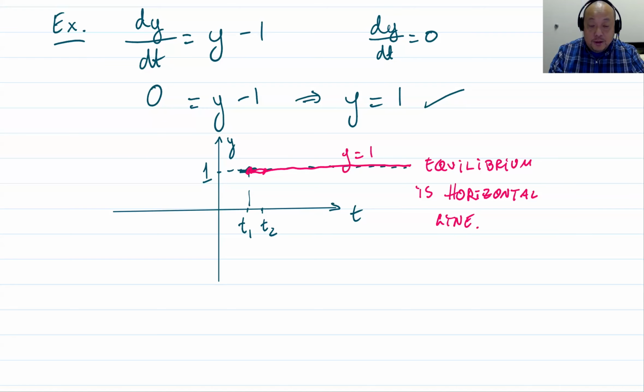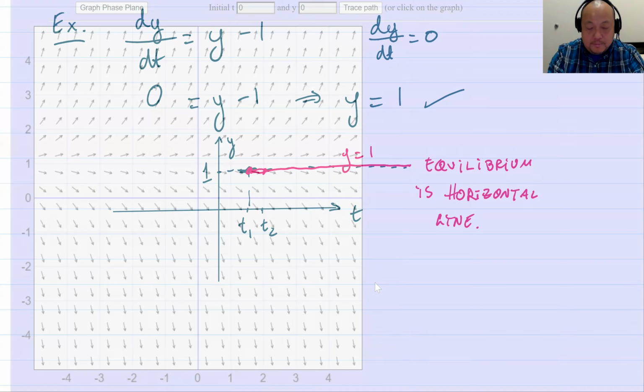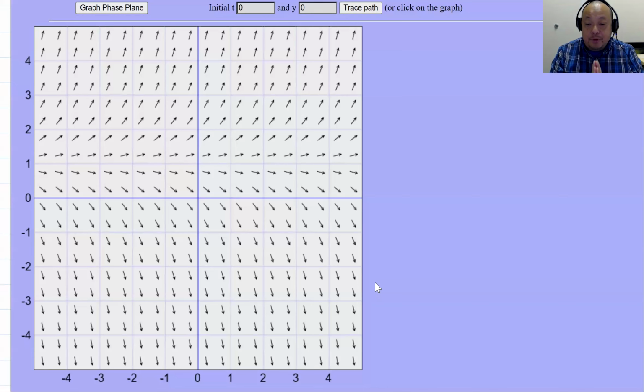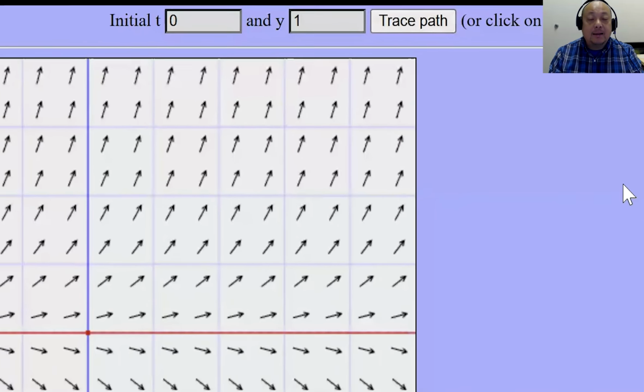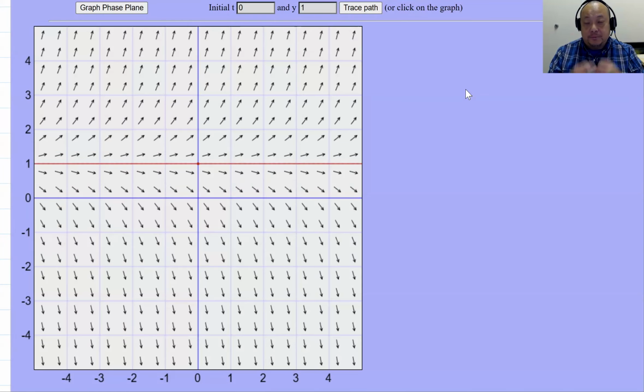Let's take a look at the slope field of this equation. Here is the slope field, and I'm using the slope field generator hosted at the University of Arkansas. You can see that there is a horizontal line right here. So if I put in an initial value t equals 0 and y equals 1, and I trace that path, I get a horizontal line, and that is the equilibrium point or the equilibrium solution.